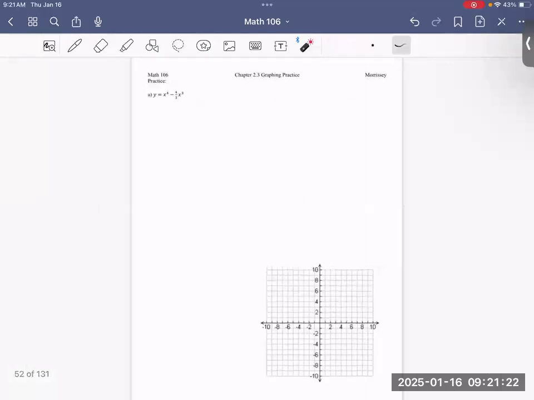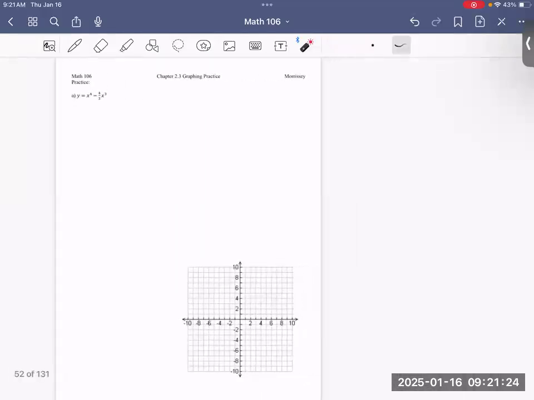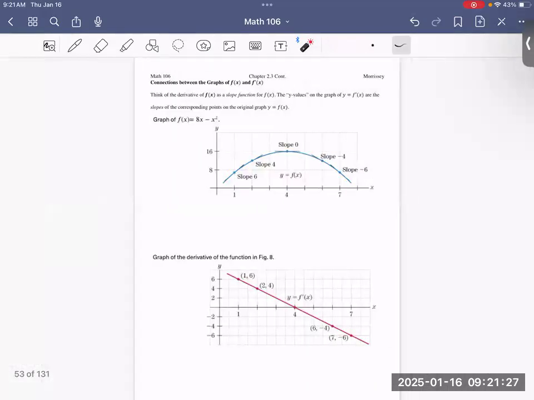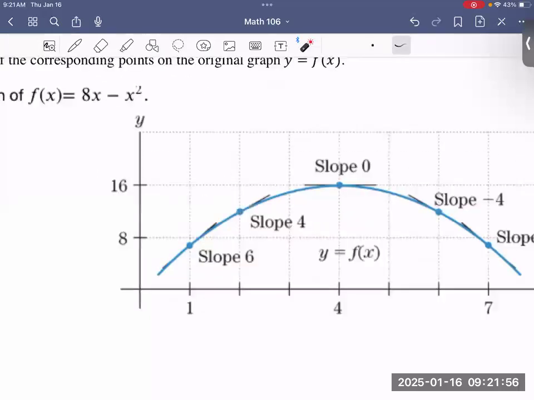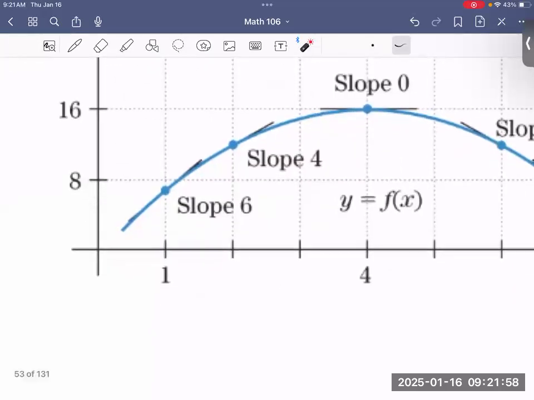Now, we do have a couple extra ones. I'll show you this extra practice on a separate video, but I do want to switch gears and just talk about the connection between your graph of f of x and f prime of x. So it says, think of the derivatives of f of x as a slope function for f of x, and your y values on the graph of y equals f prime of x are the slopes of the corresponding points to the original graph. So if we have 8x minus x squared, and you have these particular slopes, right?